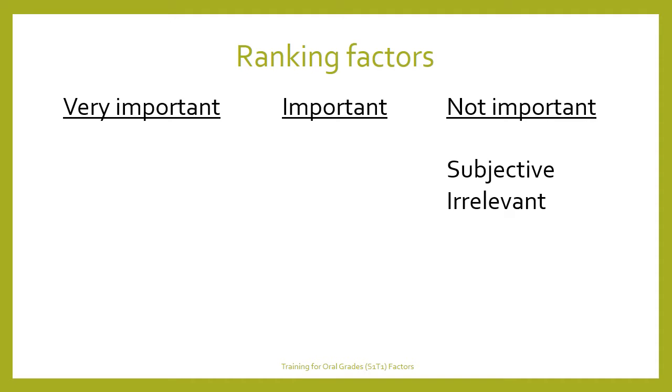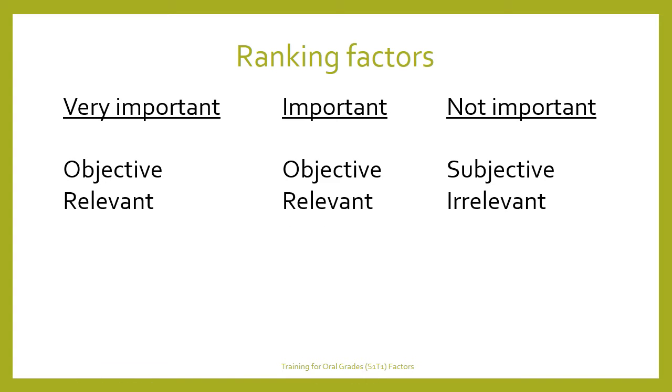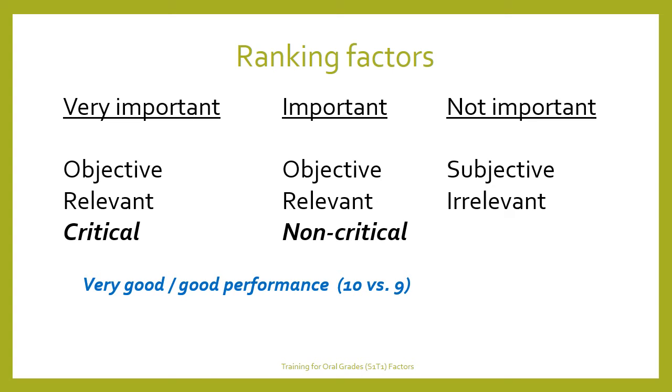in class. Now, the very important and important ones have two characteristics in common. They are both objective and relevant. So, what makes a difference? A very important factor is critical to the grade. This means that a very important factor can make a difference between a very good or a good performance. In other words, giving a 10 or giving a 9.